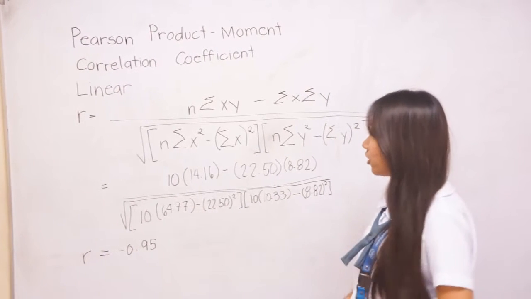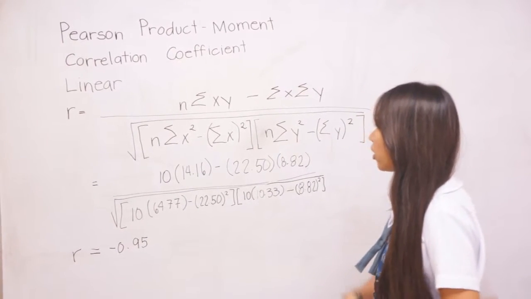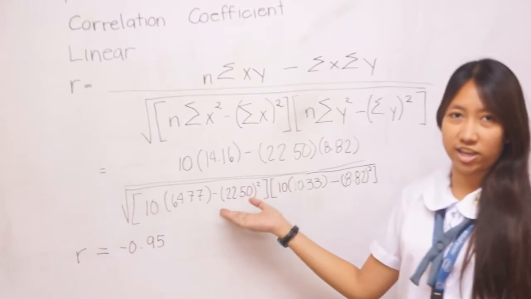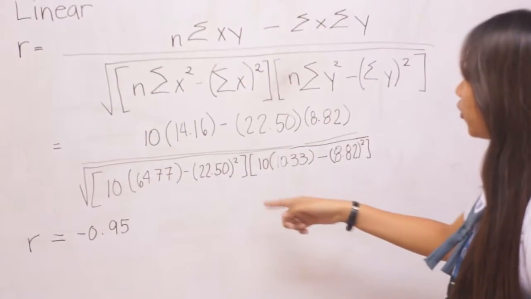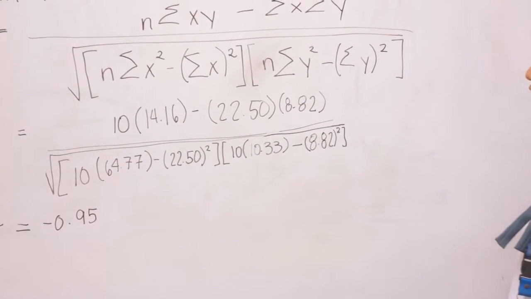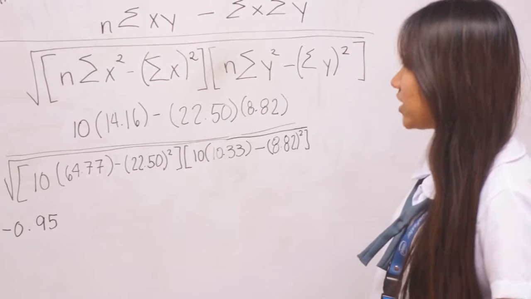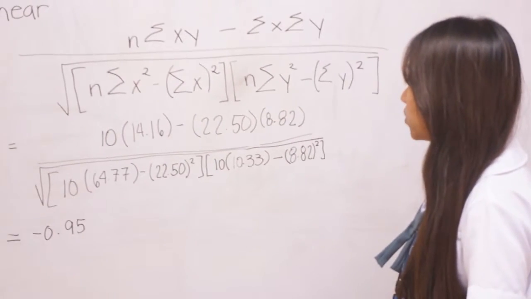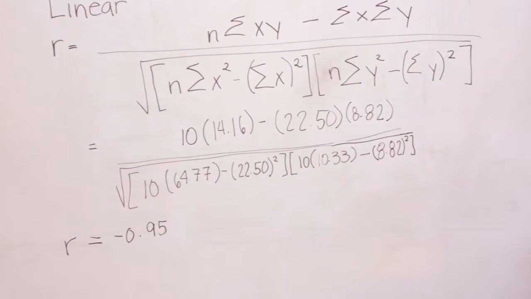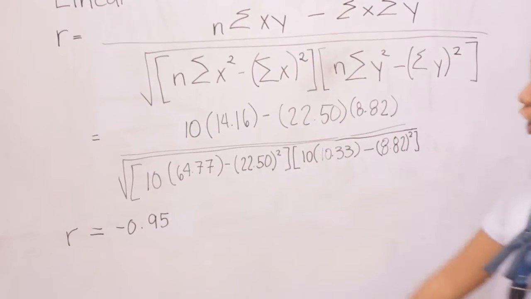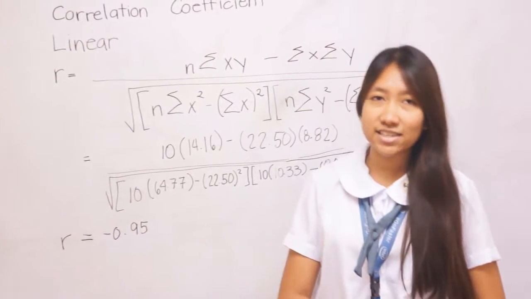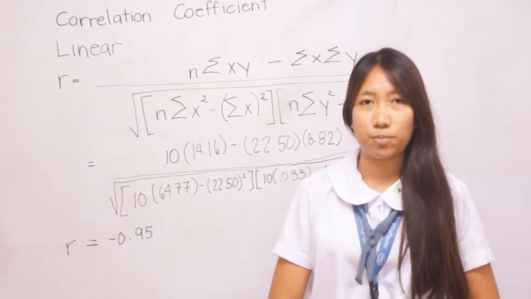We can do this for our linear by substituting all the given summations into the formula. Here we can see that we already plug in the given data, where 10 times 14.16 minus 22.5 times 8.82, all over the square root of 10 times 64.77 minus 22.5 squared, times 10 times 10.33 minus 8.82 squared, gives us the value of negative 0.95. This negative shows us that the x elements and the y elements are inversely proportional.